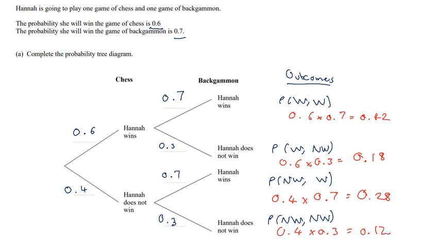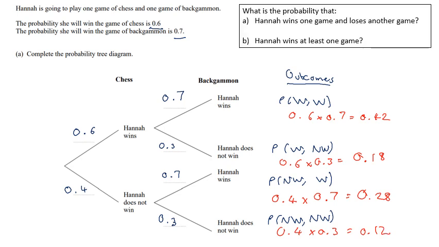Now we can use all of that to help us answer some questions. For example, what is the probability that Hannah wins one game and loses another game? So how many different ways could that happen? Well, she could win and then not win, or she could not win and then win. They're both options. So all we do is take both options and add them together, and when I add those together I get 0.46, which is my final answer.